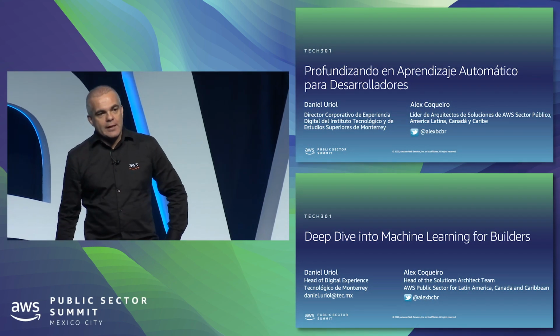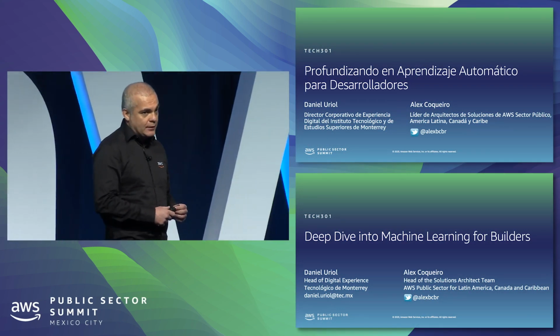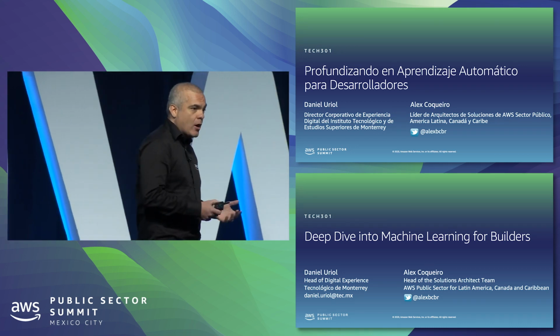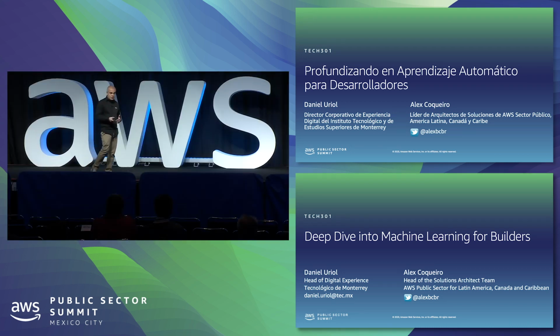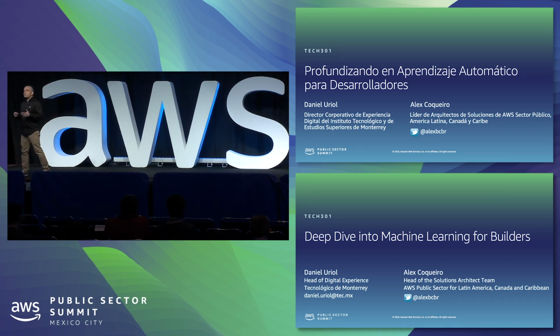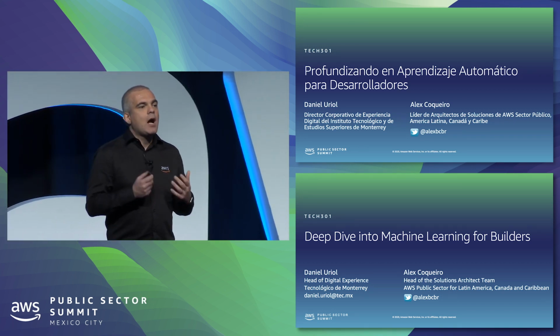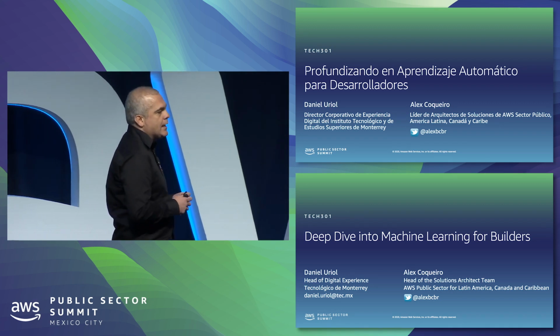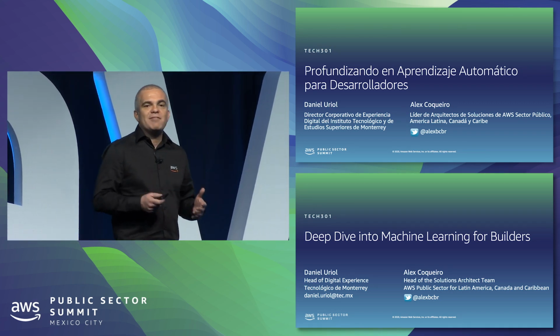My name is Coquiero and I'm responsible for the Solutions Architecture team here at AWS, helping customers from government, education, non-profit organizations, and healthcare in their journey to the cloud. And today, I have the privilege of sharing the stage with Uriol, who is the director for the Universidad de Monterrey. Together, we'll tell a story about how you can use machine learning to make people's lives easier.